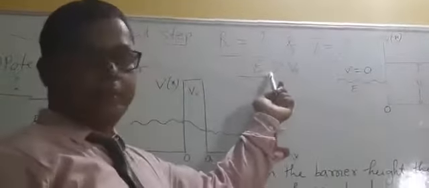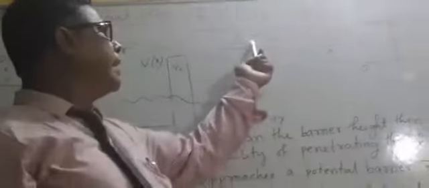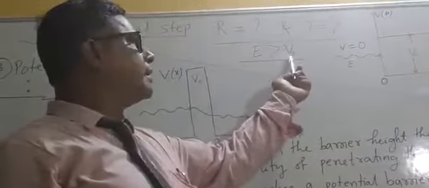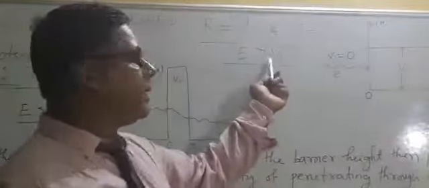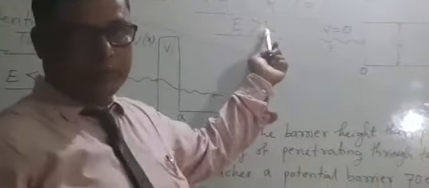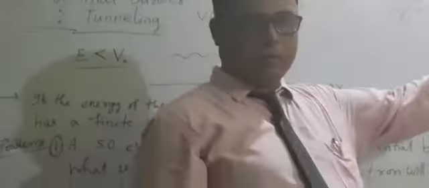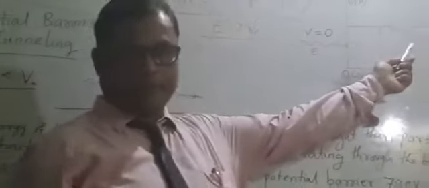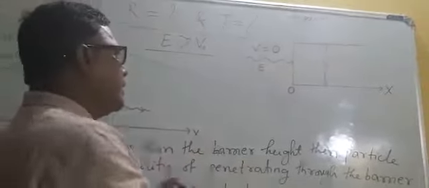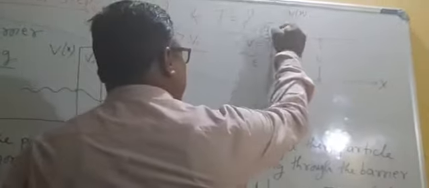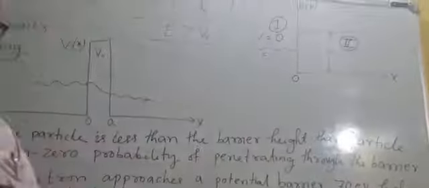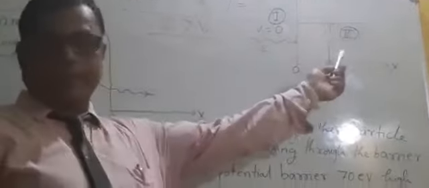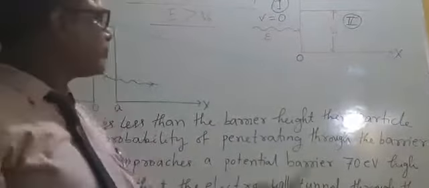Here the energy condition is that the energy of the particle is greater than the barrier, that is the step height, V naught. So when energy is greater than V naught, what is the possibility? The particle will go to the second region. So this is the first region, and this is the second region. Classically, the particle will enter the second region without any reflection.